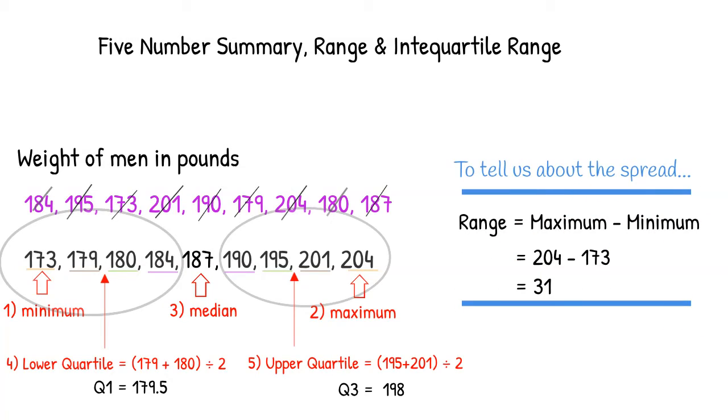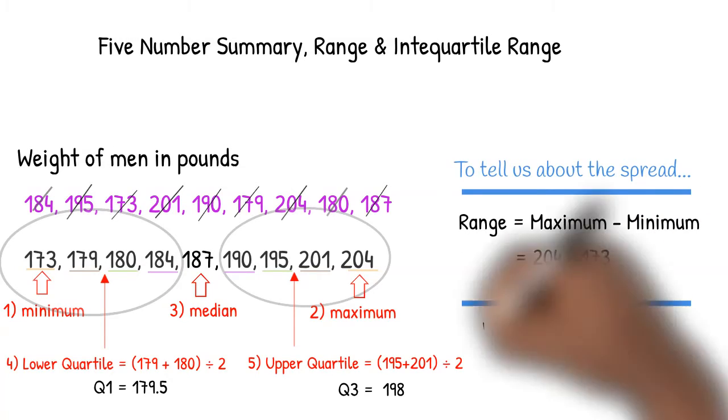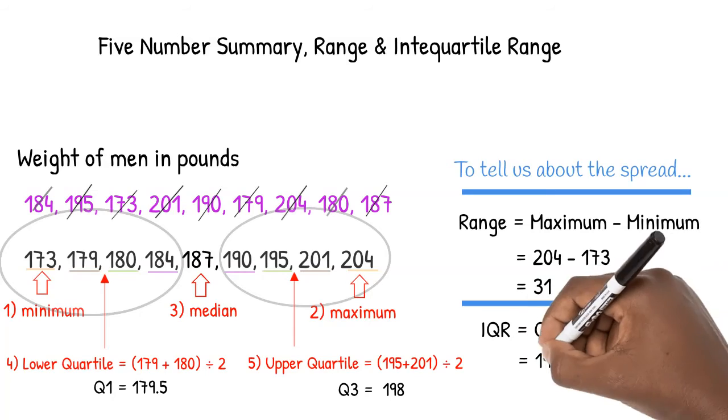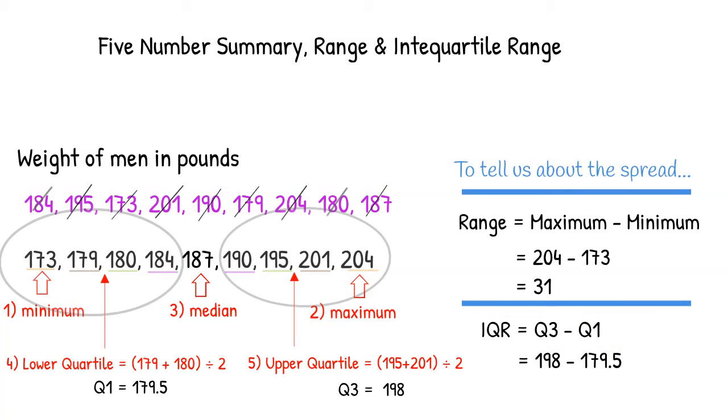The interquartile range, otherwise known as the IQR, is found by subtracting the lower quartile from the upper quartile. Q3 minus Q1 equals 18.5. The bigger these two measures of spread, the more our data is spread out.